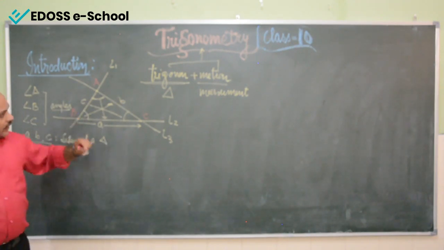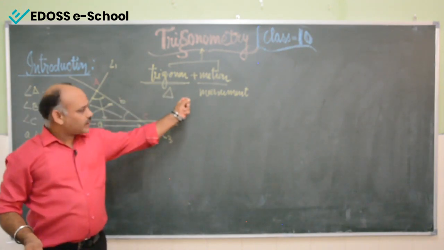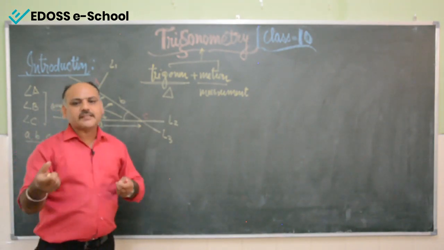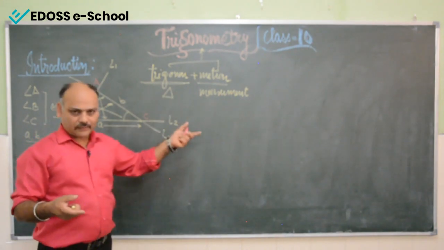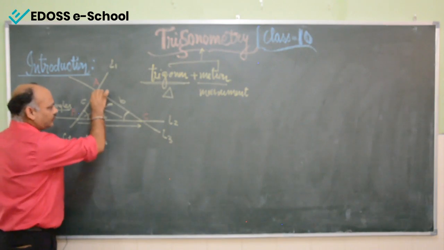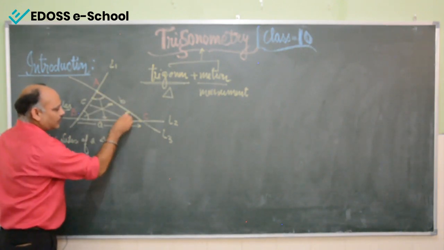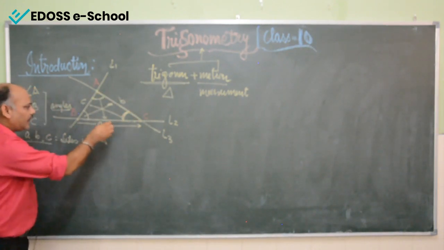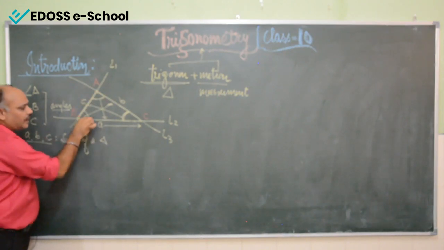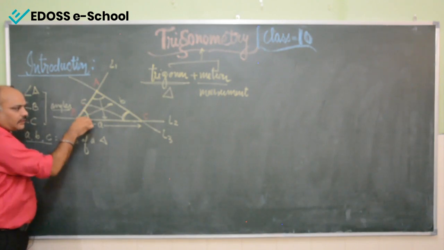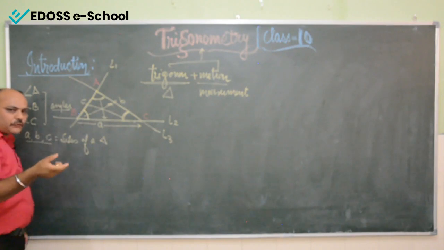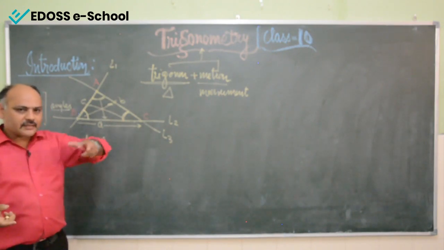Now I was saying that trigonometry is a branch of mathematics which deals with the measurement of a triangle. If this is a triangle, then this angle has a relation with this side, or this angle has a relation with this one. Similarly, we can say these two sides have a relation with this angle. That means we have to relate angle and side.